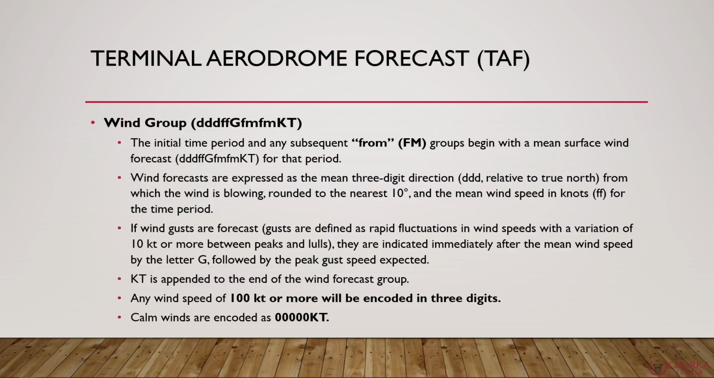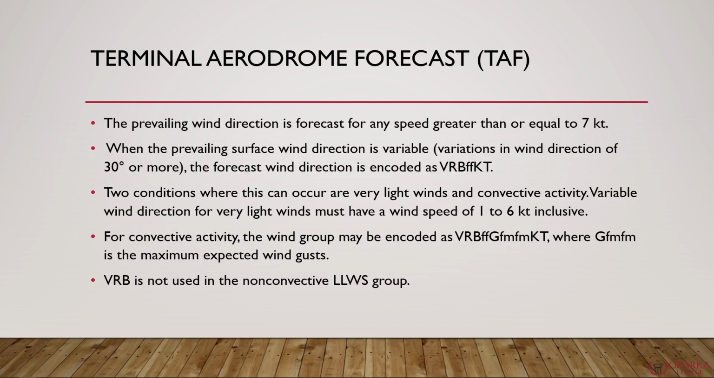So here's our wind grouping, just like it is in the Metars. Now, prevailing wind direction is a forecast for any speed direction greater than or equal to 7 knots. When the prevailing surface wind direction is variable, variation in wind directions of 30 degrees or more, the forecast wind direction is encoded VRB, and then how fast, okay? Two conditions where this can occur are very light winds and convective activity. Variable wind direction for very light winds must have a wind speed of 1 to 6 knots inclusive.